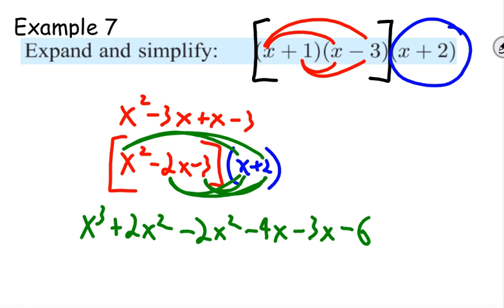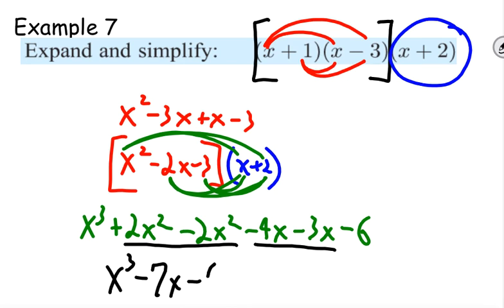So as I collect my like terms, I get x cubed. My x squared terms are opposites, so they'll drop out. And so then I have minus 4x minus 3x. This is minus 7x. And then I have minus 6. Okay, and that's my simplified form.